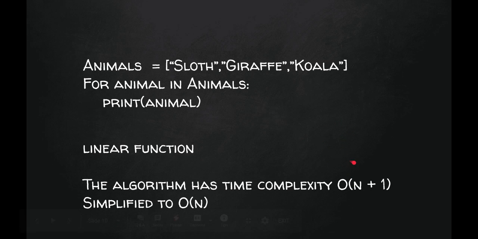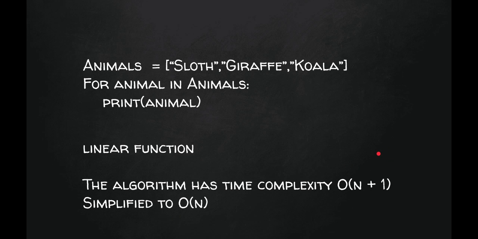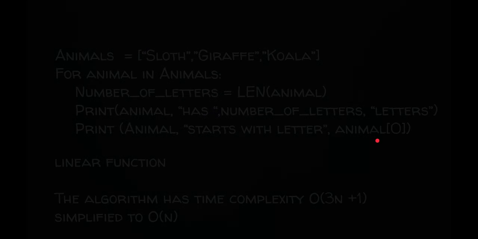So this is done n times, so it's n plus 1, big O n plus 1. What we do for big O notation, we simplify that down and we drop off the plus 1 on the end. That doesn't make any odds in terms of working out how complex it's going to be to run. So we just write O n, so big O and an n there. And that would be our output, sloth, giraffe, koala.